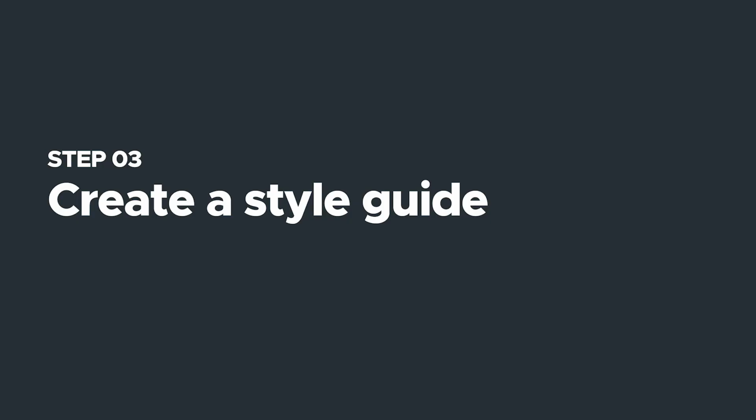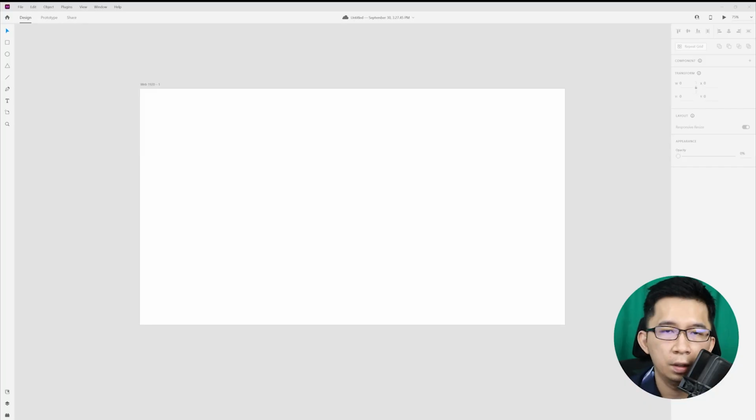Step 3, create a style guide. Creating a style guide, even just a simple one, will be really helpful for us, especially later on when we create our designs. Okay, so let's start by creating our simple style guide. So let me work on this first, and then later on, I will share with you my thought process and the different things that I'll be adding on this style guide. All right, let's work on it right now.